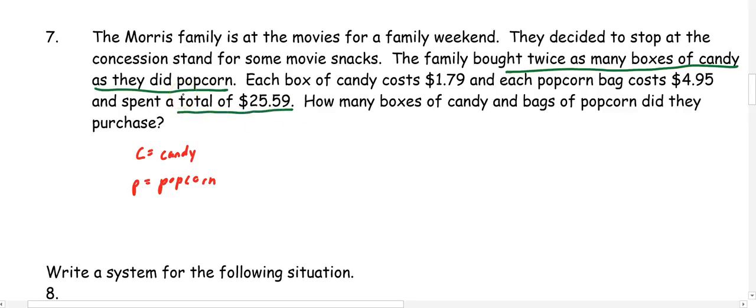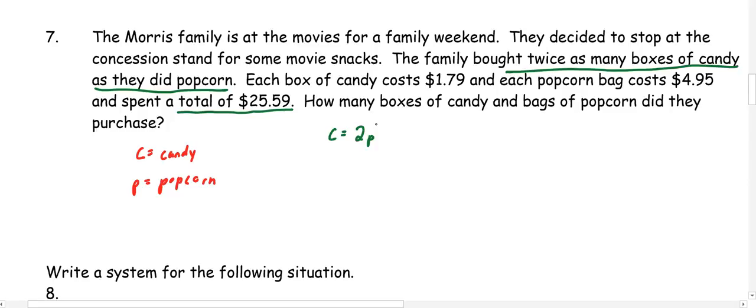So for one of our equations, we need to show that they bought twice as many boxes of candy as they did popcorn. So when it says twice as many boxes of candy, that means candy is going to be the more variable. So we're going to say that C equals, and we need twice as many as popcorn. So for example, if we bought 2 popcorn, we would buy 4 candy. So we would show 2P. We're taking whatever popcorn we buy and we multiply it by 2 to get the number of candy boxes.